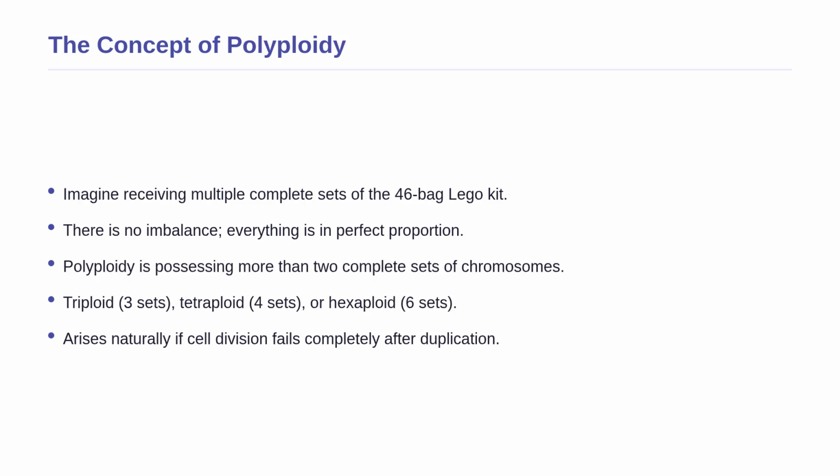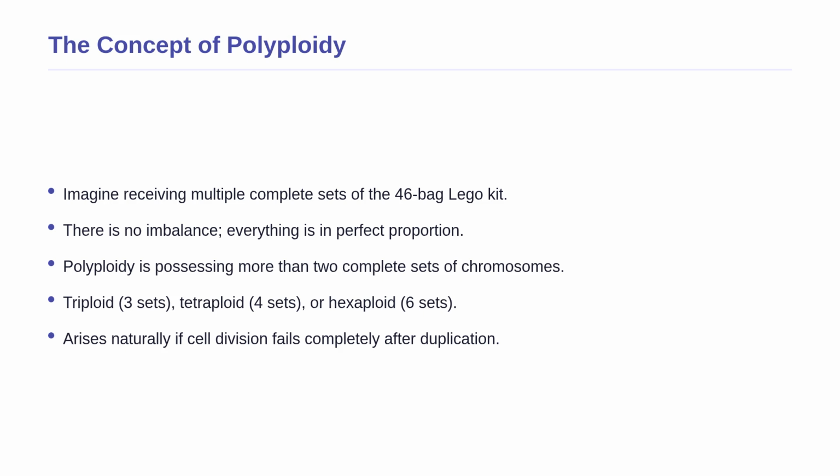Now that we have explored the gain or loss of individual chromosomes, let us shift our focus to a much larger scale alteration. Let us go back to our Lego castle analogy. Instead of missing just one bag of pieces, imagine you open your delivery box and find that the factory accidentally sent you 2, 3, or even 4 complete sets of the entire 46-bag Lego kit. You do not have an imbalance of parts, you just have way more of everything in perfect proportion.